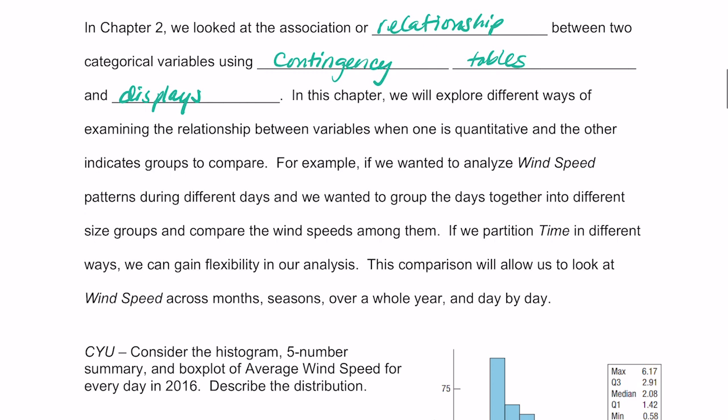So in this chapter, we're going to look at different ways of examining the relationship between variables when one is quantitative. Remember, quantitative variables are variables that are numbers along with their units, and the other indicates groups to compare. For example, if we wanted to analyze wind speed patterns during different days, and group the days together into different size groups and compare the wind speeds among them, if we partition time in different ways, we can gain flexibility in our analysis. This comparison will allow us to look at wind speed across months, seasons, over a whole year, and even day by day. So it depends on what you're trying to analyze.